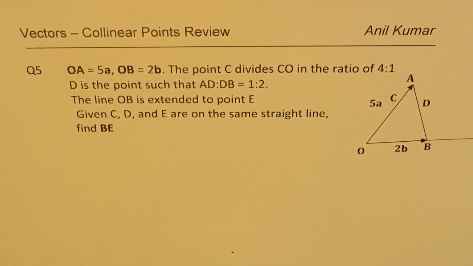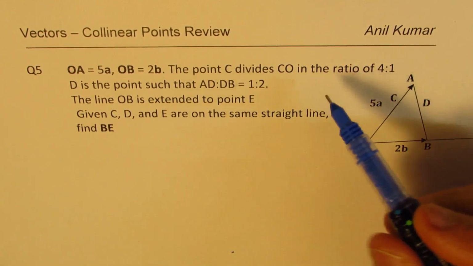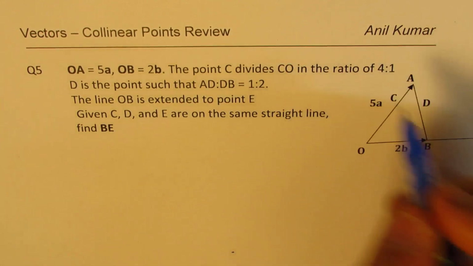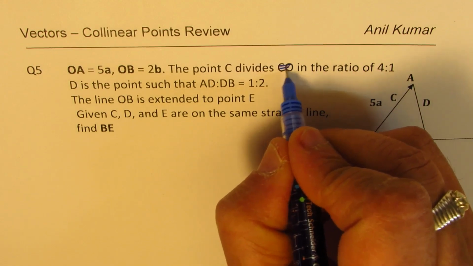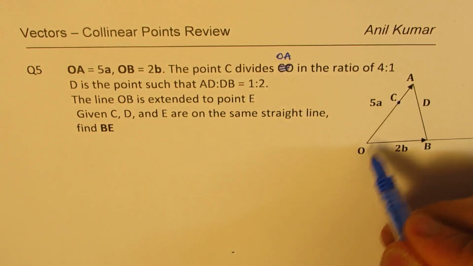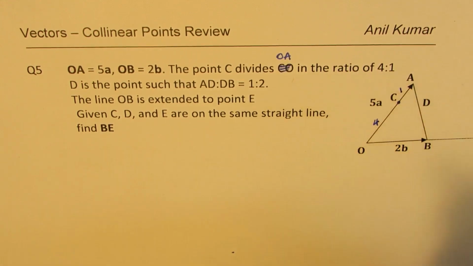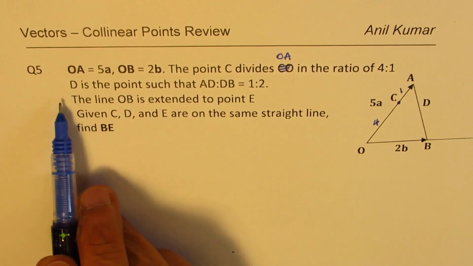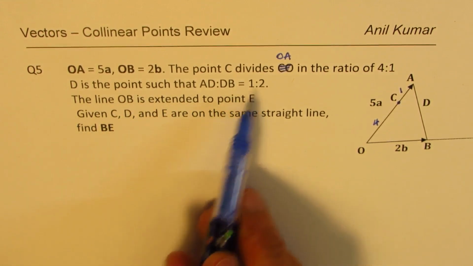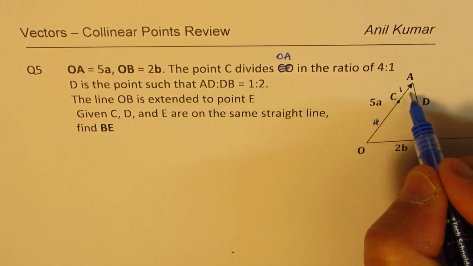Question number 5 is: OA equals 5A, OB is 2B. The point C divides OA in the ratio of 4:1, right? That is what it is. D is a point such that AD:DB is 1:2. So this D, somewhere here, is in the ratio 1:2.